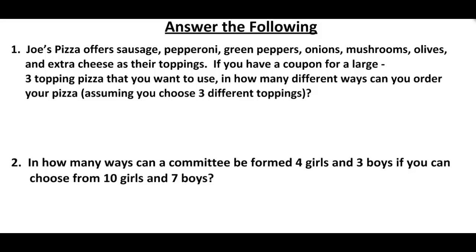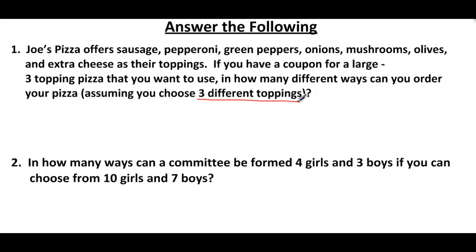So we're going to go through 8 different examples, and they go pretty quick because we're just going to use the calculator. Joe's Pizza offers sausage, pepperoni, green peppers, onions, mushrooms, olives, and extra cheese as their toppings. If you have a coupon for a large 3-topping pizza that you want to use, how many different ways can you order your pizza, assuming you choose 3 different toppings? And that does make a difference, so this actually makes it easier.